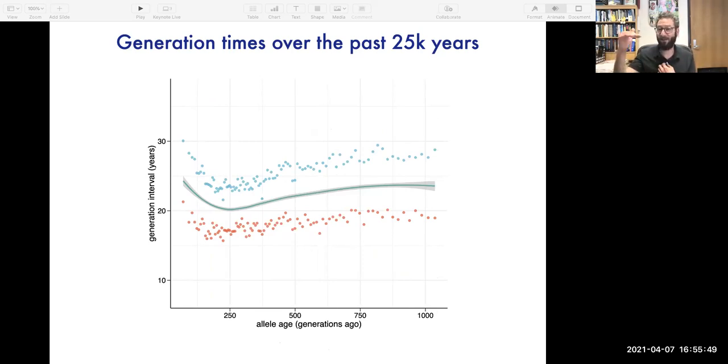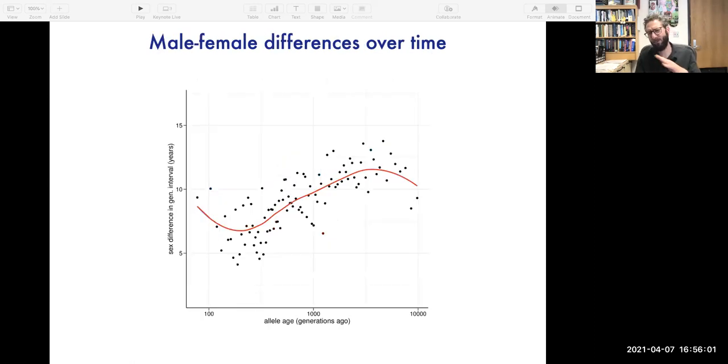Males always have a slightly older generation interval, average age at reproduction, than females. The average goes down and then swoops back up in the recent past. We can also track that difference in males and females over time, and it goes down and then comes back up. And that's largely because it's mostly determined by males. So the male ages are bouncing around much more than the female ages. So the male-female differences have also changed over time.